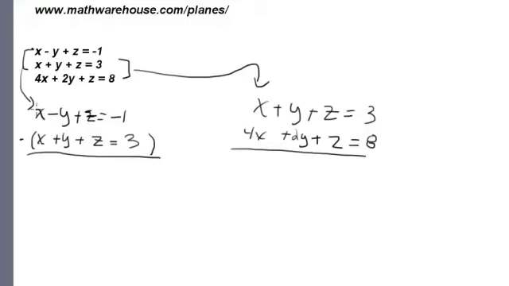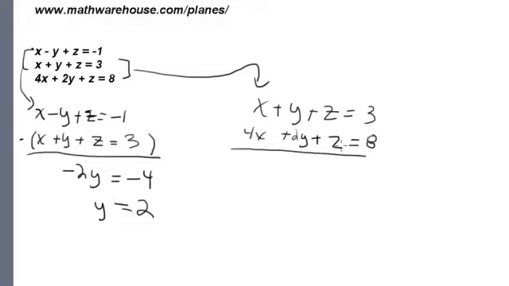So this is going to work out very nicely. X minus x is 0. Negative y minus y is negative 2y. Z minus z is 0. Negative 1 minus 3 is negative 4. This is really great. This not only knocked out z, but it also knocked out x, and lets us immediately solve for y. Y is going to be 2.